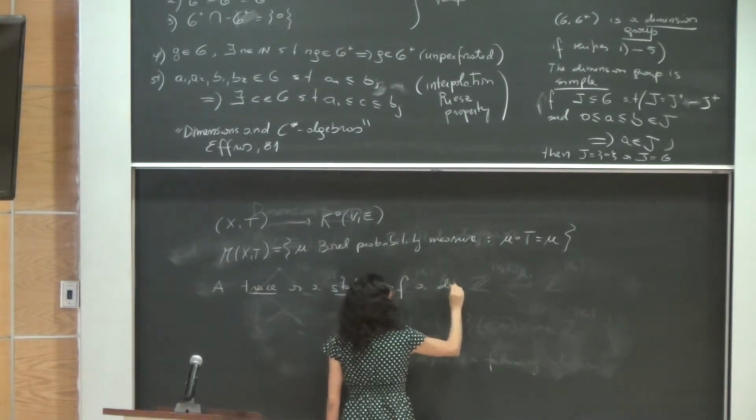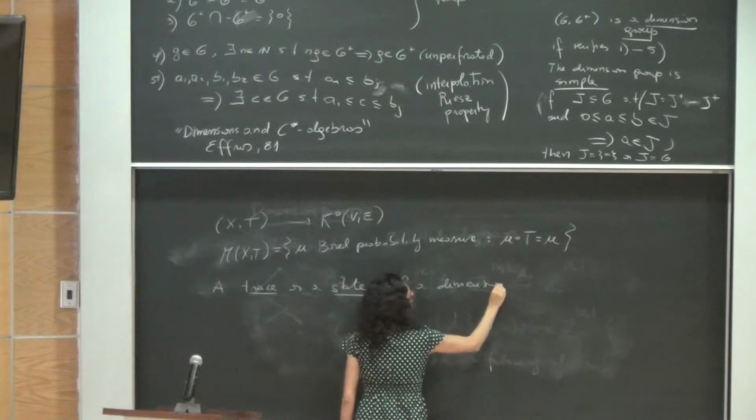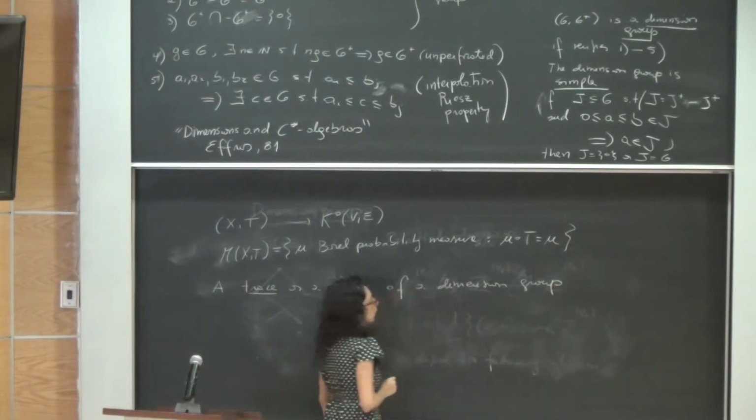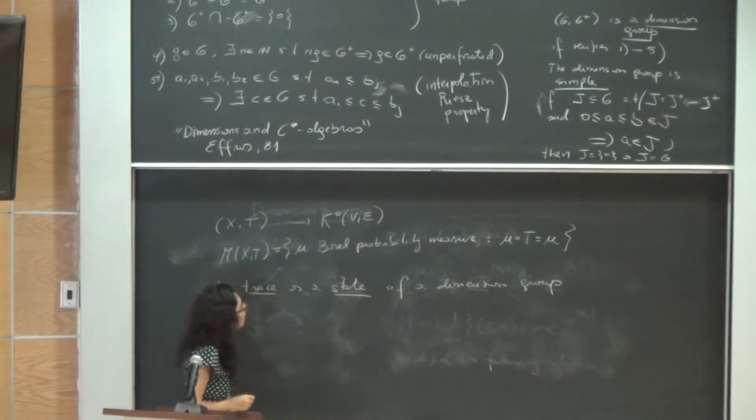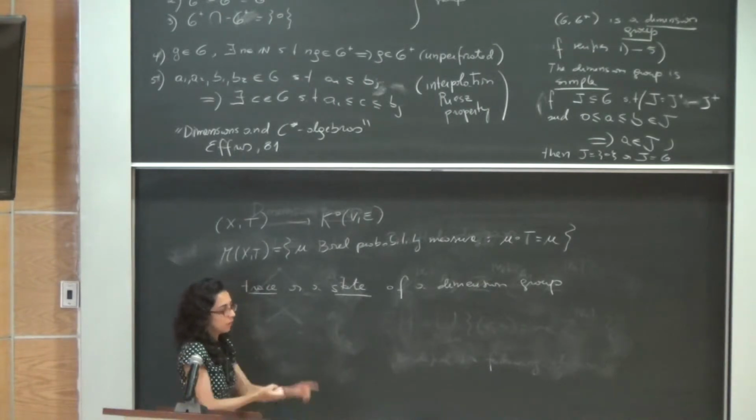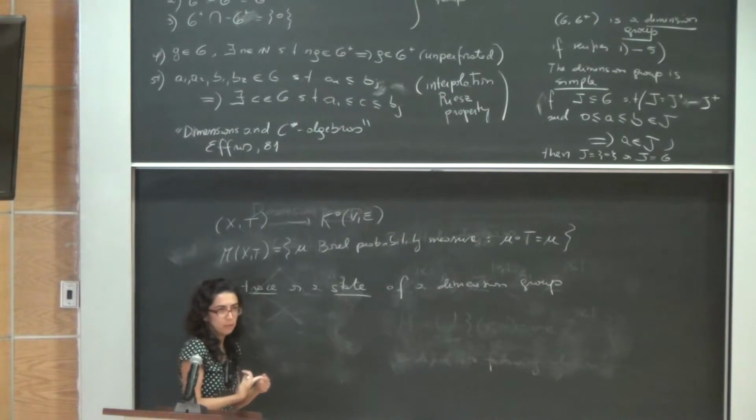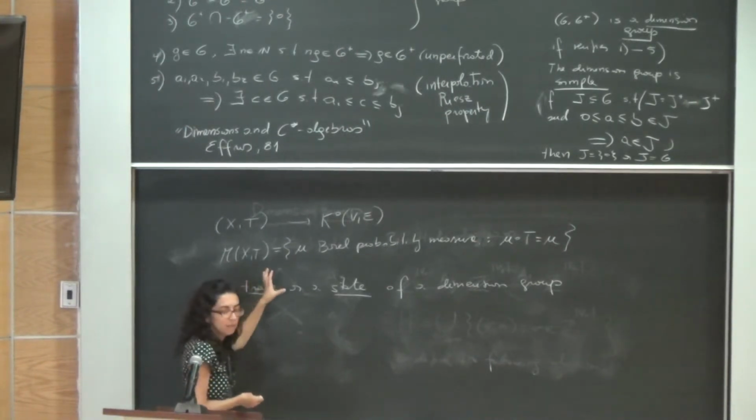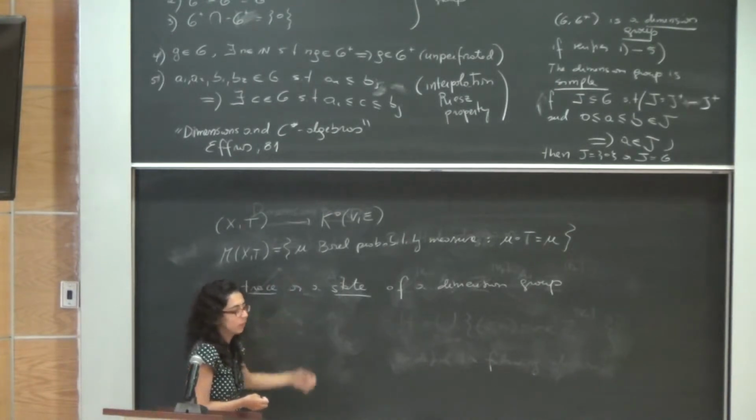Of a dimension group or... I forgot to say something, sorry. When we speak about the dimension group of a minimal Cantor system, we talk about the group, the positive cone, and we need to fix an element. And this element will allow us to normalize, in some sense, the measures.